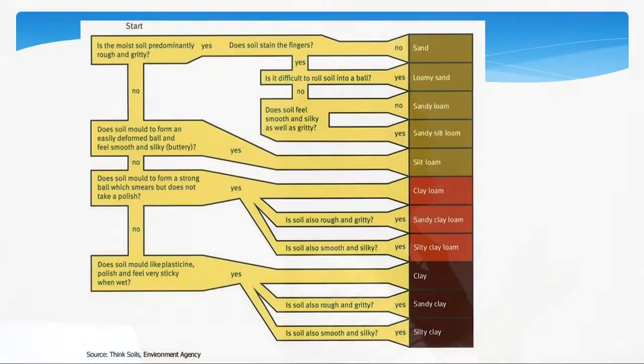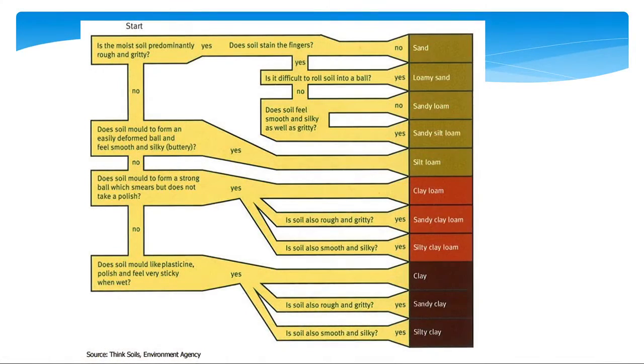That's where you're going to end up in the soil texture triangle, and that's how this little hierarchy works. So if, as you're feeling it, it does not feel rough and gritty, and it forms a ball and feels smooth and silky, maybe even buttery, you'll end up with what's referred to as silt loam. If that still does not describe your soil, in other words, if you can make a really strong ball out of it, you can start to make vases, snakes, that sort of stuff. Now we're getting down into the really, truly clay. And I'm not sure what "does not take a polish" means, but anyway.